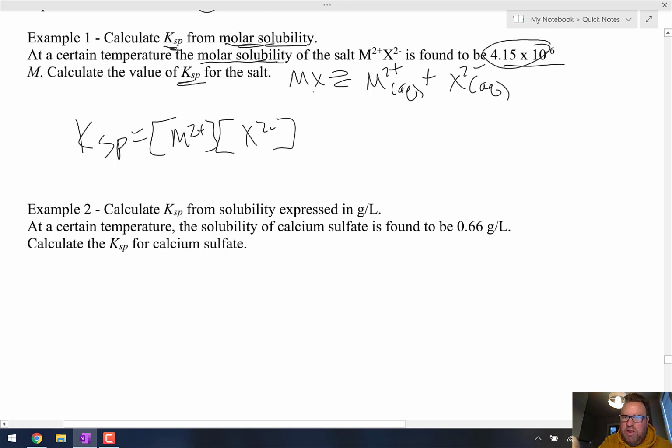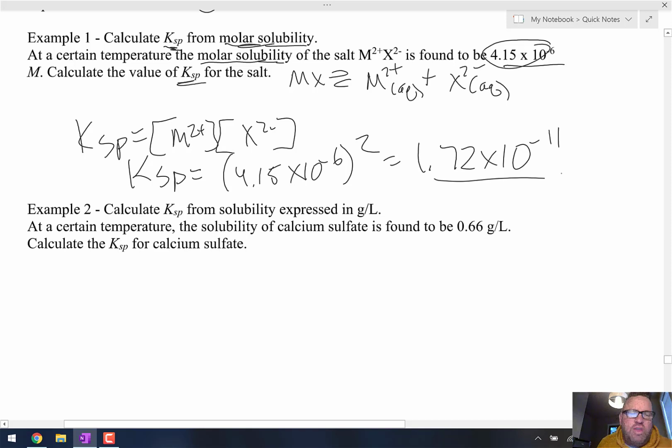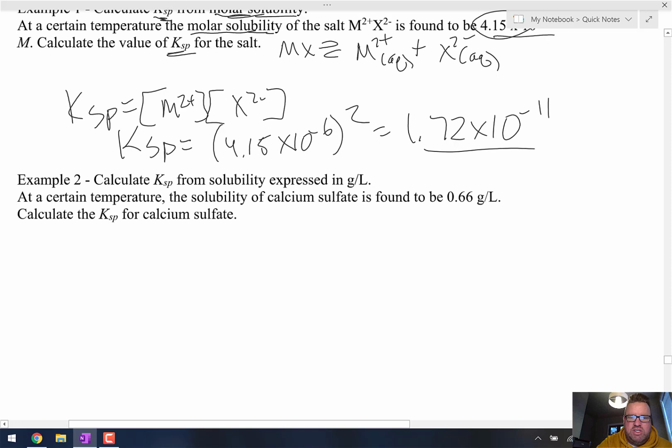And because the solubility is 4.15, that means each of these are 4.15 times 10 to the minus 6. So really, it's just 4.15 times 10 to the minus 6, and that is squared. So 4.15 times 10 to the minus 6 squared equals 1.72 times 10 to the negative 11th would be the KSP value. And with KSP, guys, they're usually even smaller than KA values or KB values. Usually KSP values are really, really small. Sometimes you'll even see them in the negative 20s or negative 30s. Negative 11 isn't really one of the smaller ones.